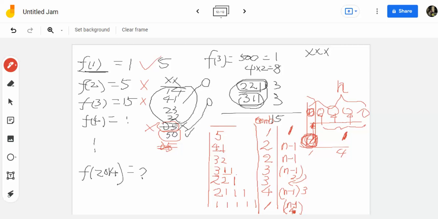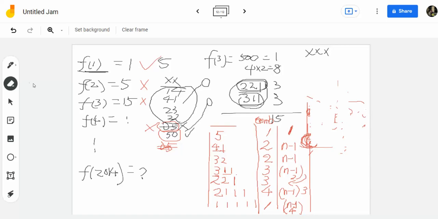Okay, now this is all the possibilities, right? Now we just do the math. Should we do that math? Kind of hard, huh? Okay. Let's do that one. Let's do the math. This is a basic one.